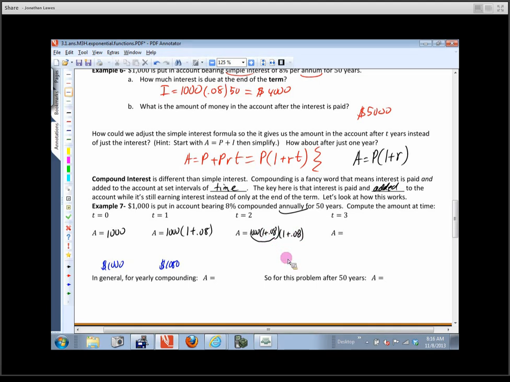Now, if I do this calculation, go ahead and throw that into your calculator. What's 1,000 times 1 plus 0.08 times 1 plus 0.08? Now, if you had to take a guess, what would you guess it is? Yeah, another $80 is what you'd guess, right? Go ahead and throw it in there. Another $80 would put us at $1,160. What is it?